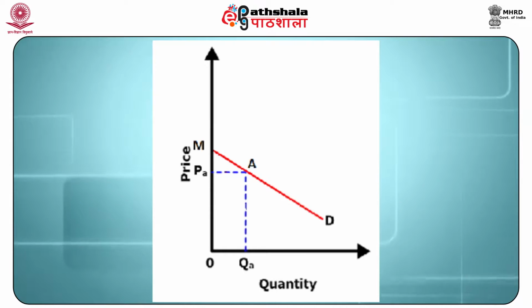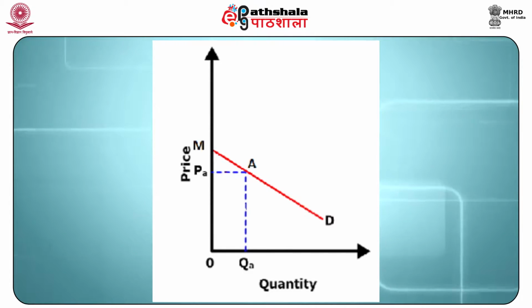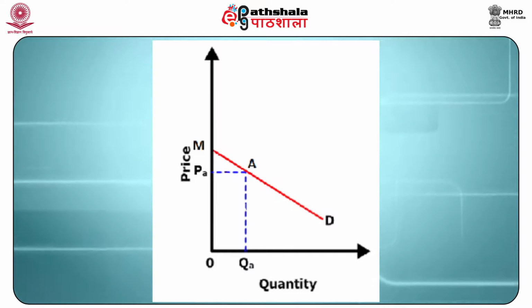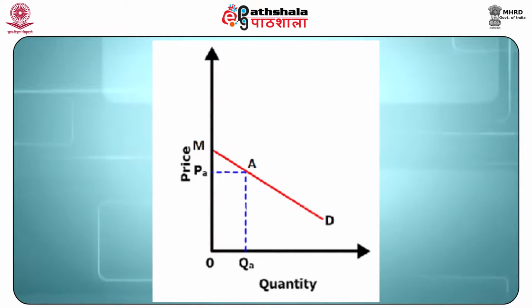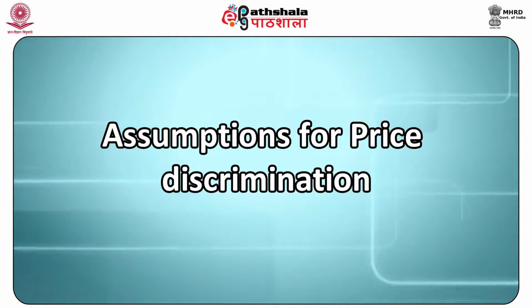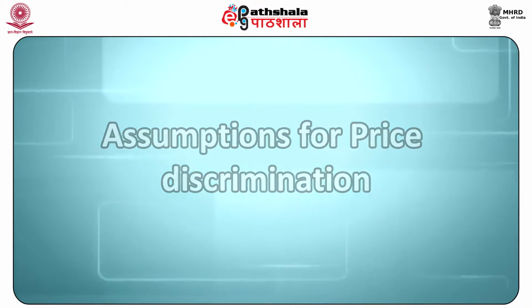This shows that if the firm increases its price above a certain desired price, then also consumers are enthusiastic to buy, and if it lowers its price, then also more consumers are willing to purchase. By choosing these different price levels, a firm can discriminate between different consumers and maximize its profits. Moving further, let us study the assumptions for price discrimination.